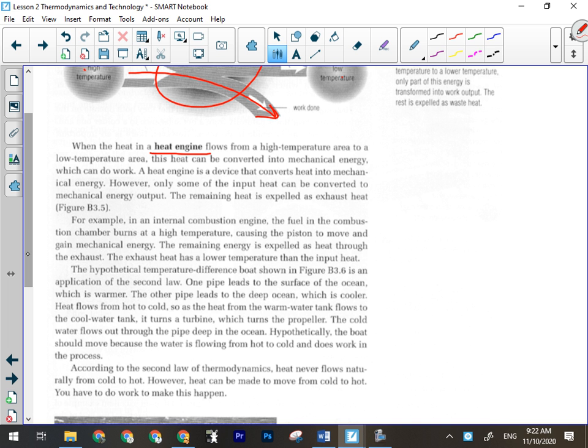So, in an internal combustion engine, the fuel in the combustion chamber burns at a very high temperature, and that causes the gases in the piston to expand. When they expand, they push down on the piston. That's what creates the power and driving force for an internal combustion engine. So that causes the piston to move. They gain mechanical energy. The remaining energy, there's a lot of it. Burning gas is hot, really hot. Most of that is expelled as heat through the exhaust. If you've never noticed that, the gas coming out the tailpipe is hot.